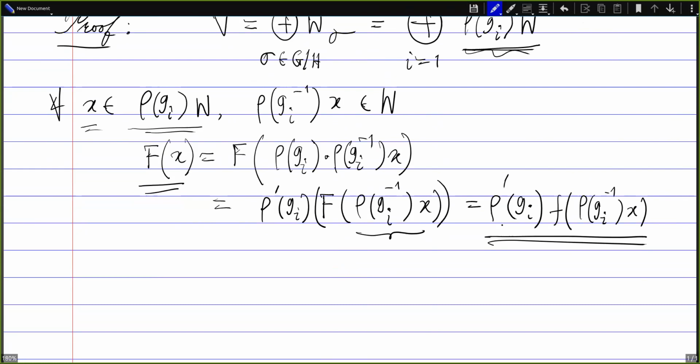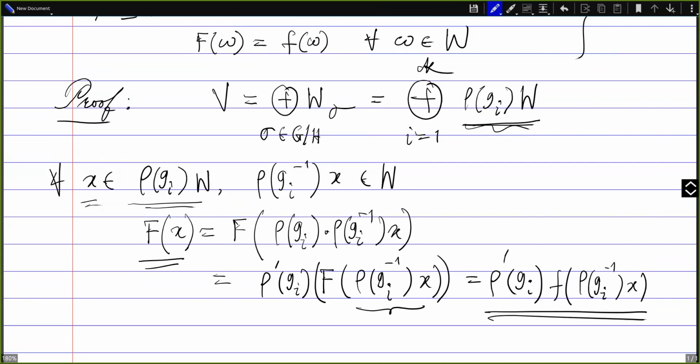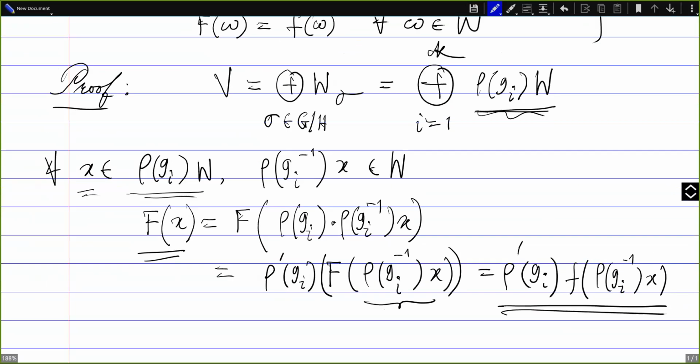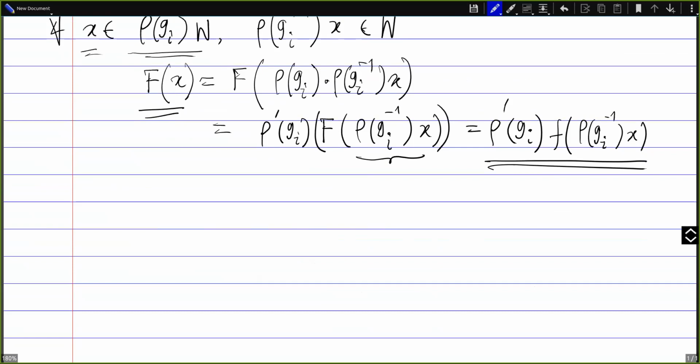Let me repeat. If at all there is an f with the required properties, then for every x belonging to a typical summand, the value of the function at the point x must be this. So f is unique on each of these summands, and since V is the direct sum of all these, if there is an f, it must be unique. So this proves the uniqueness. Now we shall prove the existence.